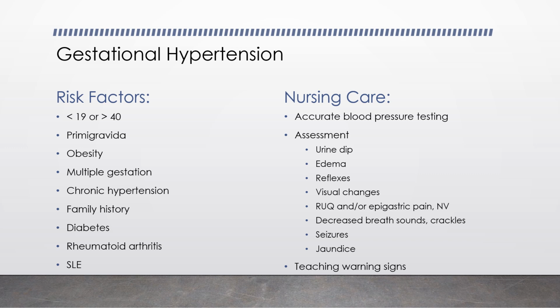Now, even if a woman is diagnosed with some high blood pressure, we want to make sure that we do teach all of these warning signs to these women so that they know that they need to call the doctor, their provider, if they're having any visual changes, any headaches that aren't relieved with Tylenol, right upper quadrant pain, nausea, vomiting. These are important to teach.